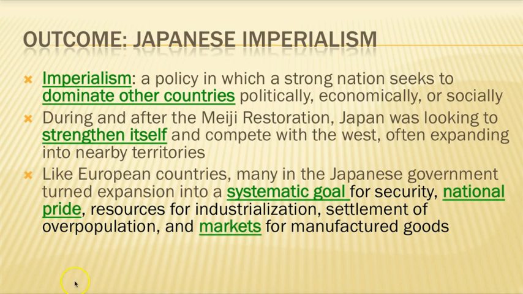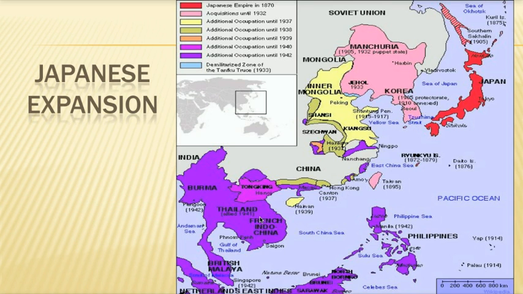You see the other things they wanted to do. They wanted resources for industrialization. They wanted places to put their overpopulation. So they wanted to expand, and a lot of that is for the good of their country, but it doesn't stop to necessarily ask the question, is this good for the other countries or territories around us?